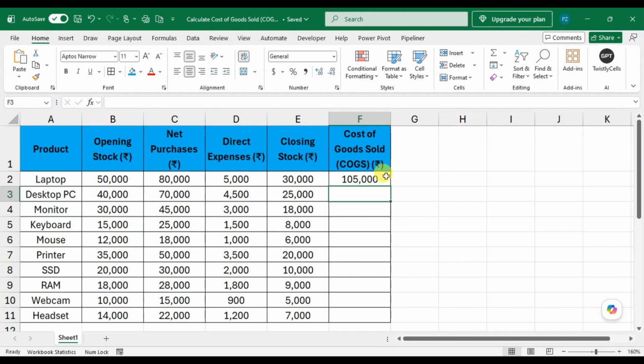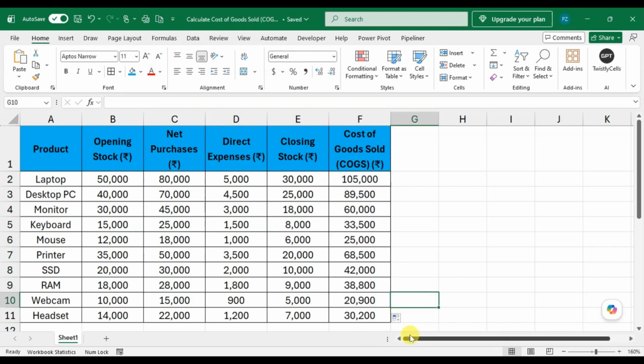And select the cell, double click on this corner point to fill data in the cells below, and you can see the cost of goods sold is calculated here for all products.